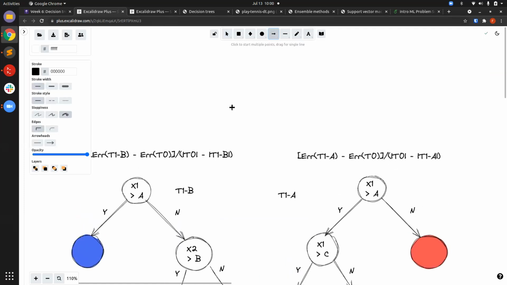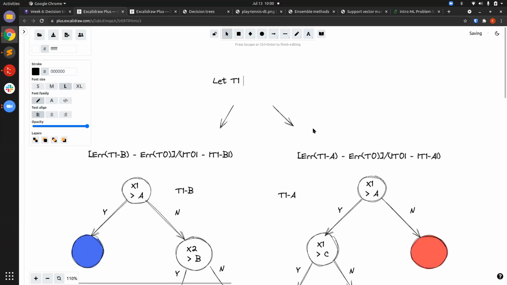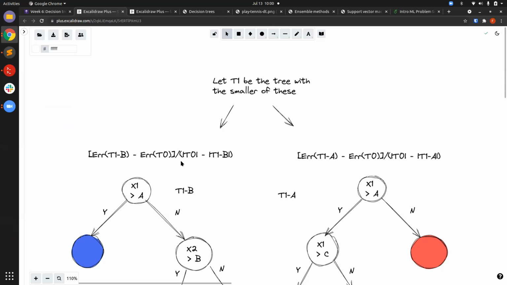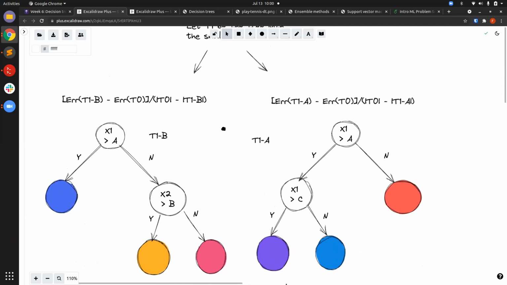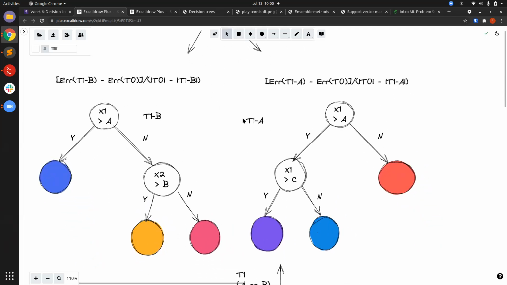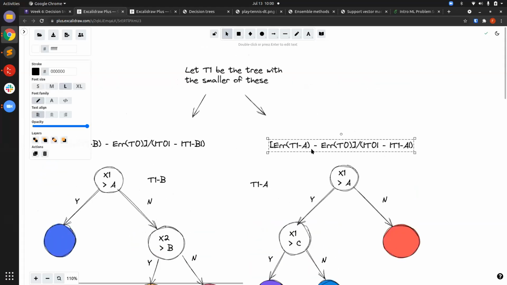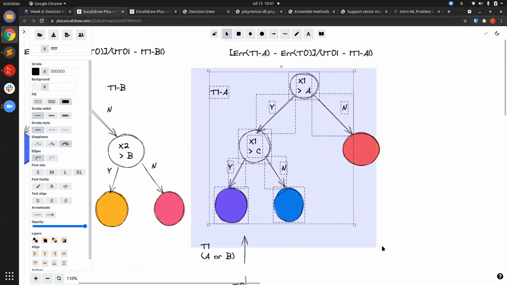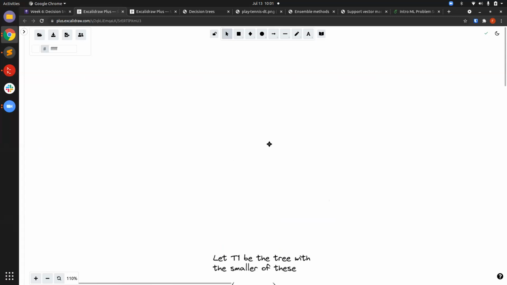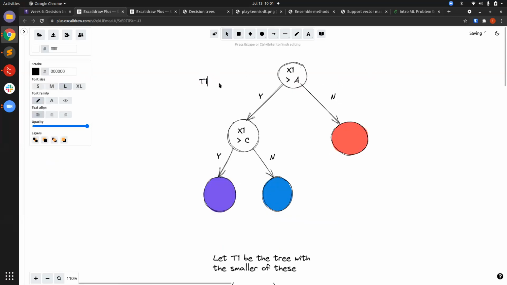And then I will select, let T1 be the tree with the smaller of these. So I'm going to select T1 to minimize this quantity. So either tree 1B or tree 1A will become my new tree. Okay. Let's say tree 1A is the one that I decide minimizes this quantity. So let's say this quantity is less than this quantity. Then this becomes my new tree 1. And then I'll repeat the process.